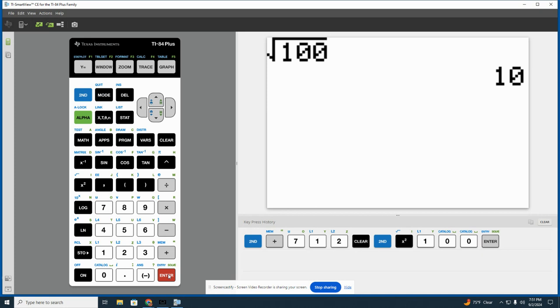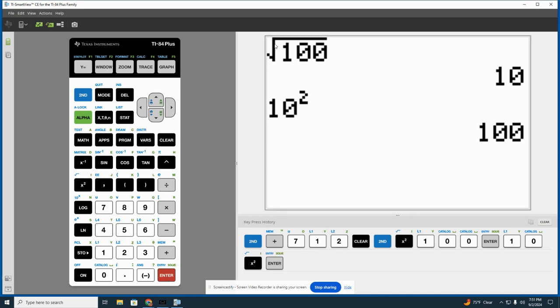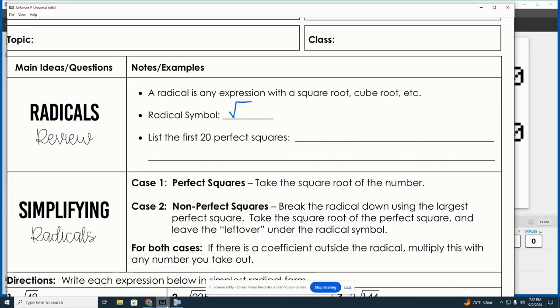Because 10 times 10 gives me 100. So look, if I did 10 and I squared it, look at that. It gives me 100. So 100 gets to break out of the radical as a whole number 10 because it's a perfect square. I hope you understand that. It's a pretty simple concept.